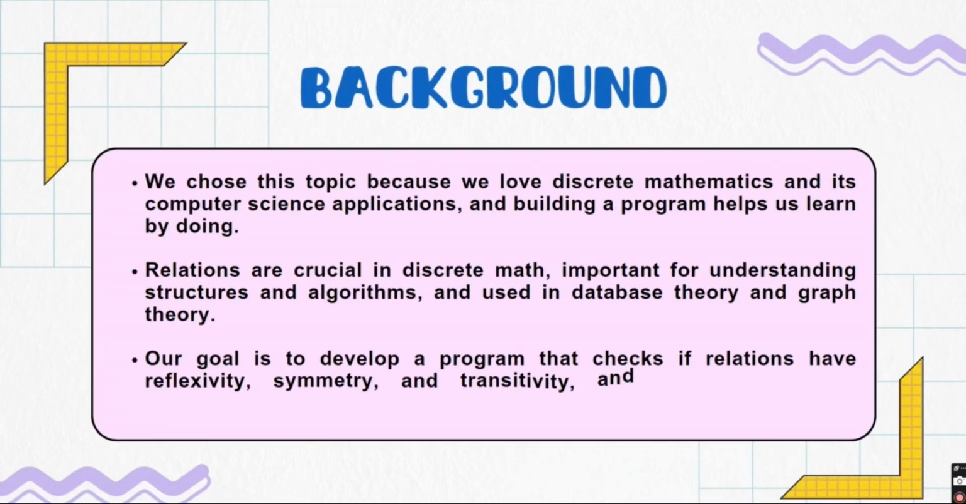Next, our background in this group project. First, we chose this topic because we love discrete mathematics and computer science applications, and building a program helps us learn by doing. Second, relations are crucial in discrete math, important for understanding structure and algorithms, and used in database theory and graph theory. The last one, our goal is to develop a program that checks if relations have reflexivity, symmetry, and transitivity and can generate the necessary closures.